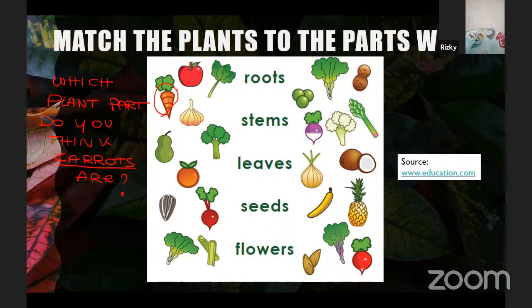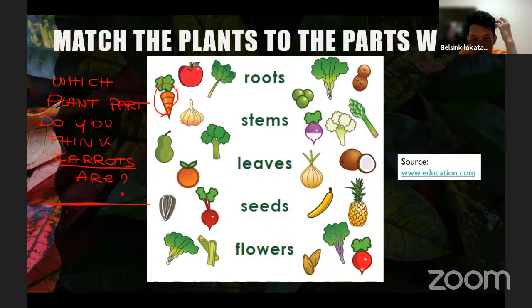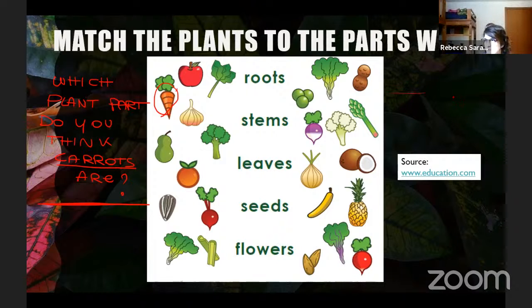Okay, so Kak Belsing, which plant part do you think carrots are? Perfect. I think it's the carrot. The part of the carrot that we eat is the roots. Yeah, that's correct. It's the roots, because I don't know if you know it, but I mean, Belsing probably does because he just answered correctly.